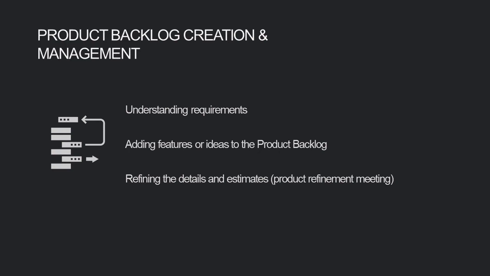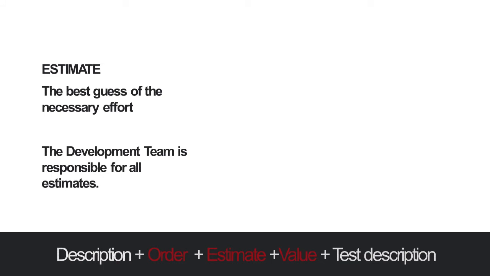Product backlog refinement is not an official event, so you will not see it in the Scrum framework in the visualizations that you might find online. While the product owner is responsible for the product backlog, the development team is responsible for all estimates, and the development team has the final say on that. It is in their competence to assess how much time they need to get something done.